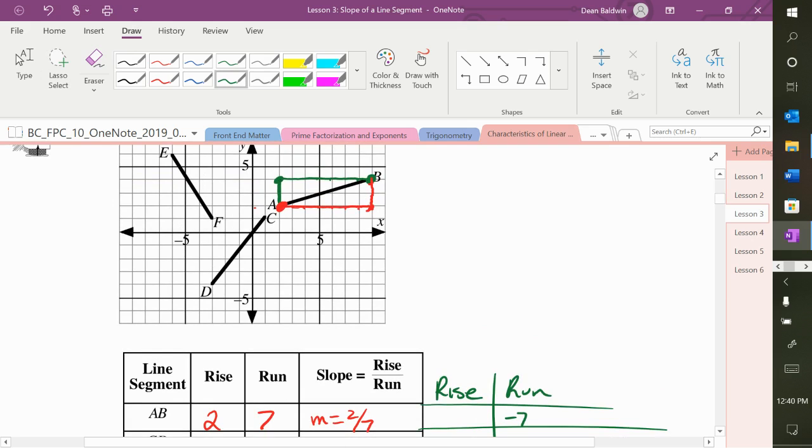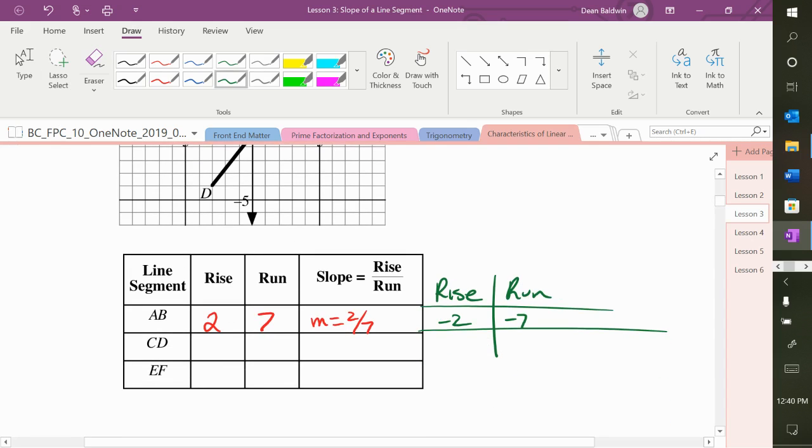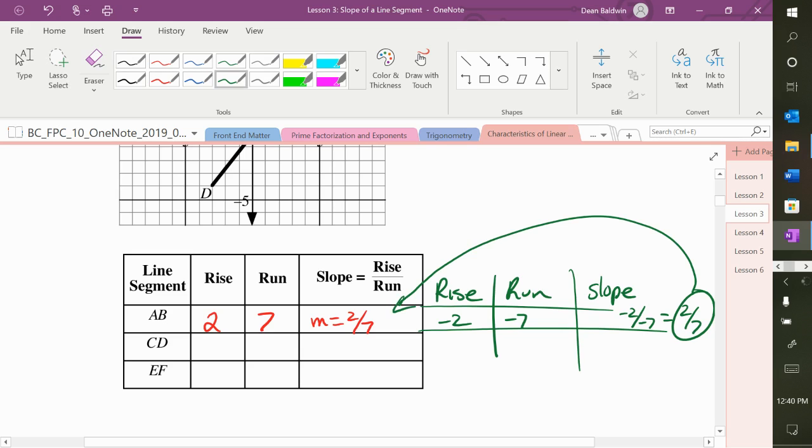And then from the point I left off, I count down. 1, 2. Going up, our rise was positive. So going down, our rise is negative. So I get a rise of -2. And then the slope, which is rise over run, is going to be -2 over -7. Negative over negative makes it positive. So you get the same answer. It doesn't matter which way you go. You just have to pick one and follow it. Don't switch halfway between. You will get them wrong then.